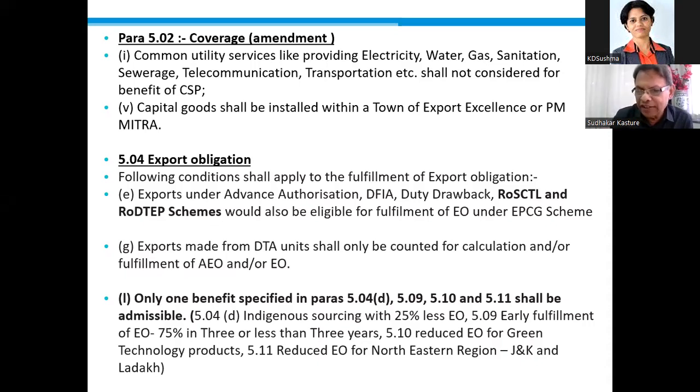So you should not say, reduce my EO 25% because I am in Jammu and Kashmir, and reduce another 25% because I have completed exports within 3 years, 75%. So, in a nutshell, any one scheme you can take. You cannot take benefit of 5.04, 09, 10, and 11 simultaneously. Any one benefit you choose, you can take that.